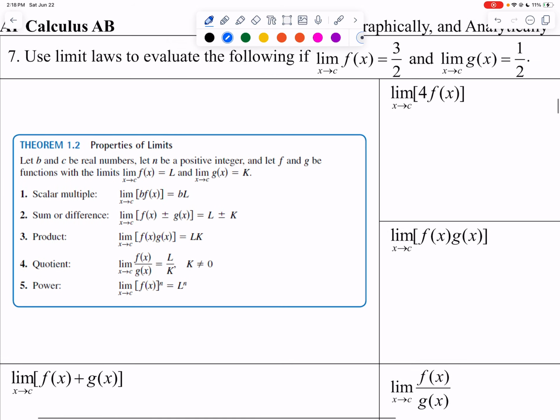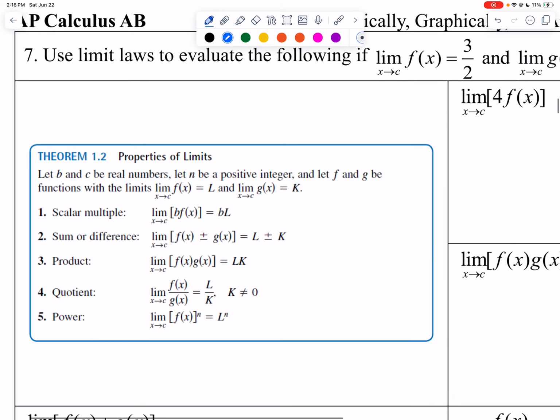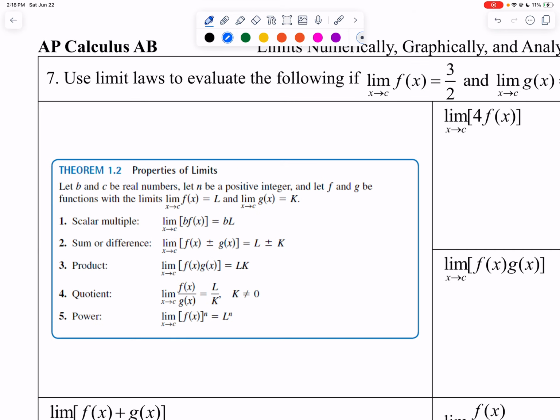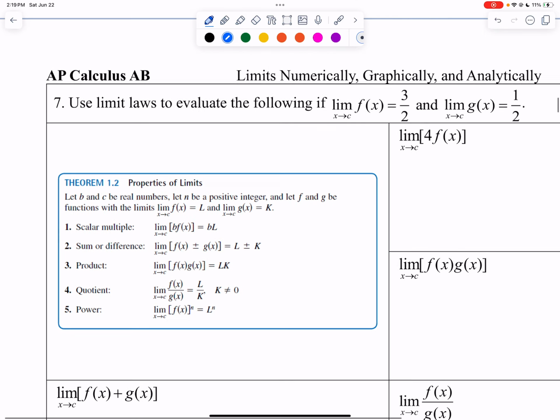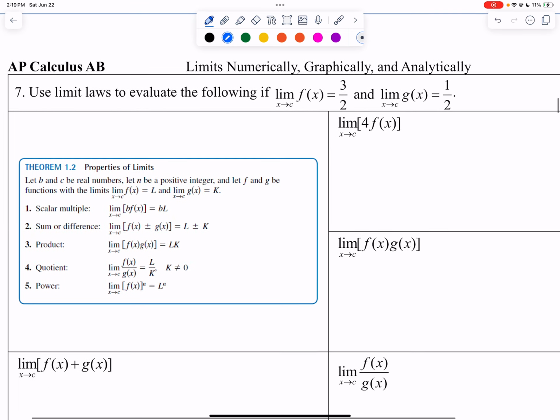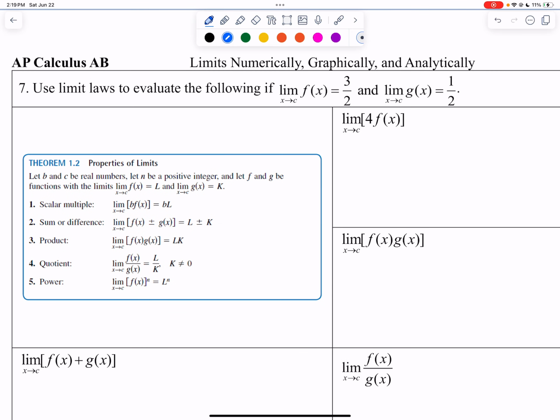Properties of limits are easy peasy lemon squeezy right here. Go ahead and pause the video, look at it, read it, and then we'll do some problems with it. Now, whenever we are doing these problems right here, we do want to make sure that we are using correct limit notation to solve these problems right here.